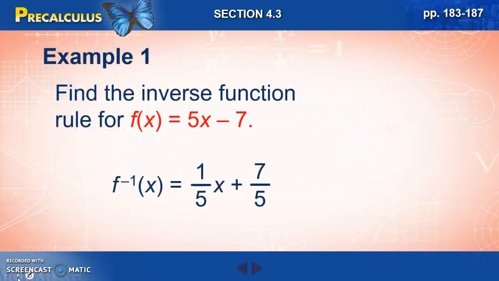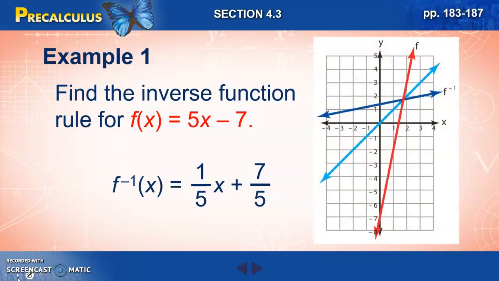Let's try another example. Let's find the inverse of, oh, we already did this one. Let's find the inverse function rule for f of x equals 5x minus 7. We've already solved for the inverse function here. The inverse function is 1/5 x plus 7/5.